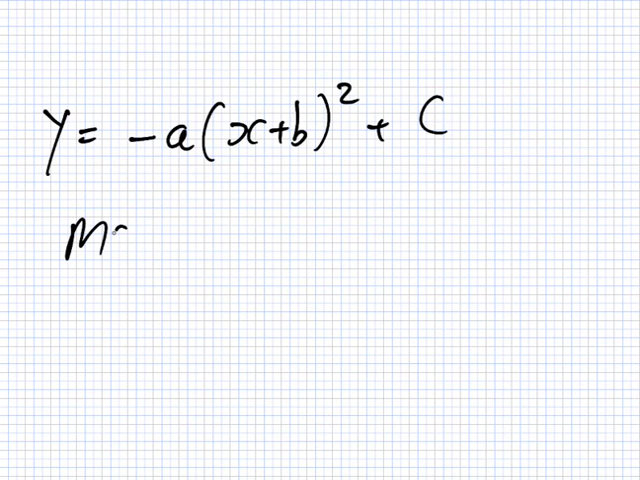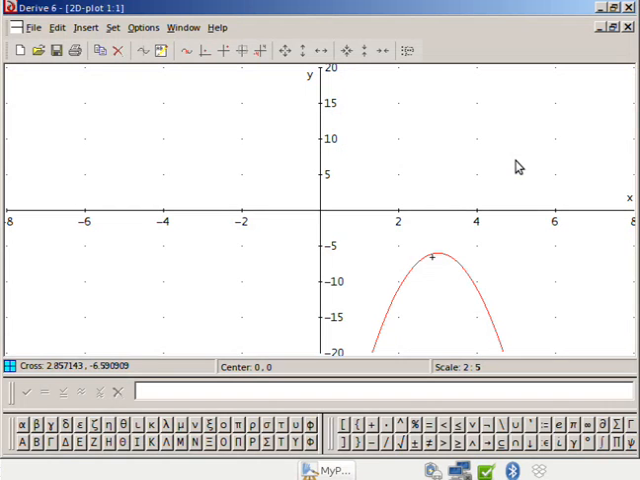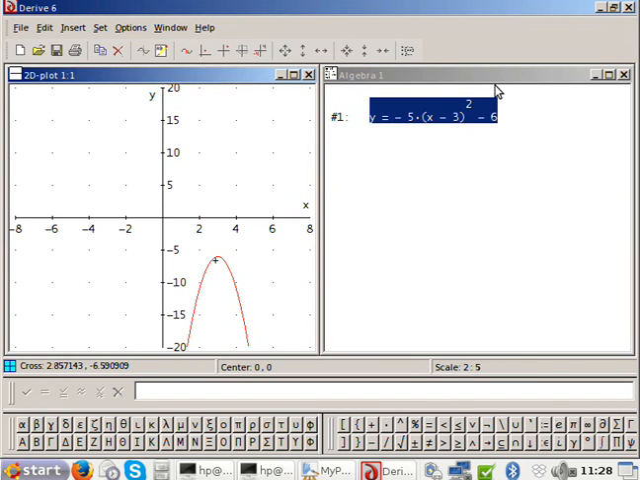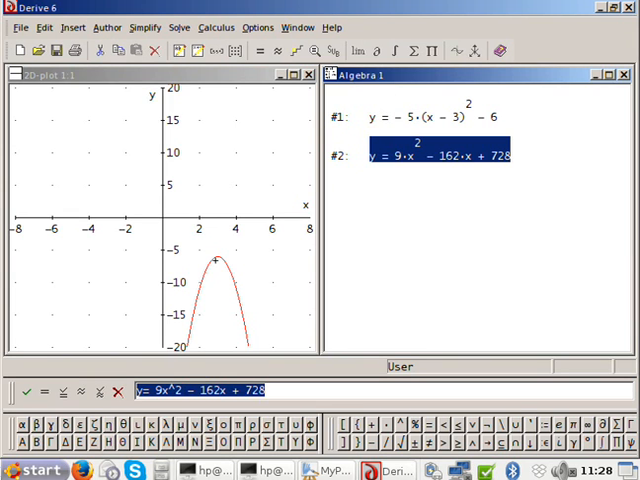the maximum is at minus b, because you want to make this 0, c. Okay. Now, let me just change this a little bit. Let me put in a different one. Let's put in a positive one. Y equals 9x squared minus 162x plus 728. Okay, let's draw this.